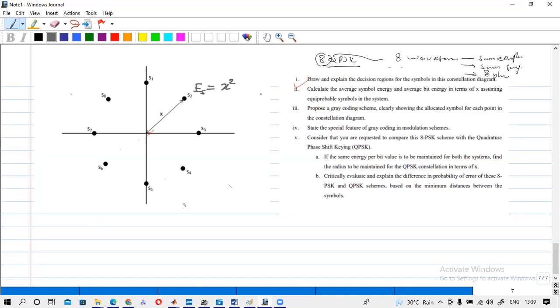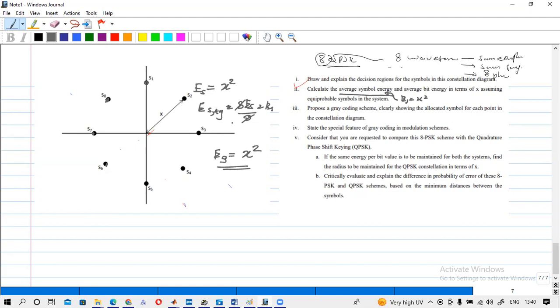Here they are asking for the average symbol energy, not the symbol energy. You can see that every symbol has the same energy, that is x square. To find the average symbol energy, you multiply by all the symbols and divide by 8, so you will get x square again. So the average symbol energy and symbol energy are equal, and equal to x square. That is, the average symbol energy is equal to Es, and that is equal to x square. So what is the average bit energy?